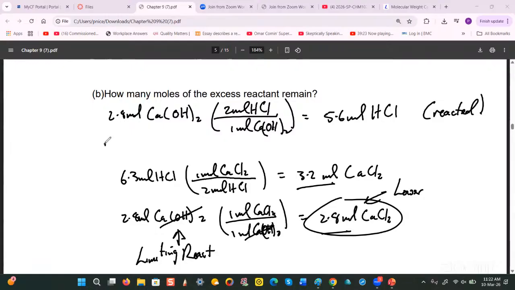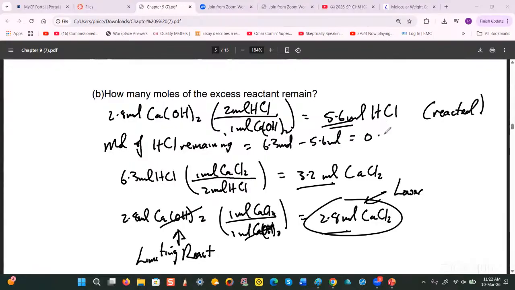So therefore, moles of HCl remaining would be the original amount, which is 6.3 moles, minus the 5.6 moles. And that will give you 0.7 moles of HCl remaining. So that's basically how that is done. So this will be the final answer for the B part.